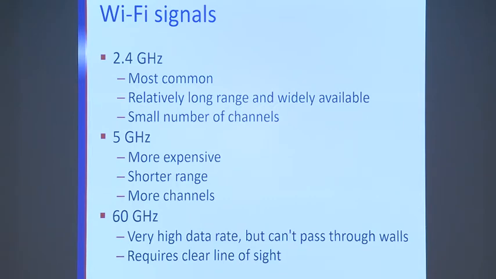The reason that we're concerned about the 2.4 gigahertz more than we are the 5 is because there are only 3 non-overlapping frequencies or channels within the 2.4 gigahertz. The 1, the 6, and the 11 don't overlap with each other. So these are usually the channels of choice that we use when we're setting up our wireless. We also have the 60 gigahertz, high rate but can't pass through walls. Requires a clear line of sight.